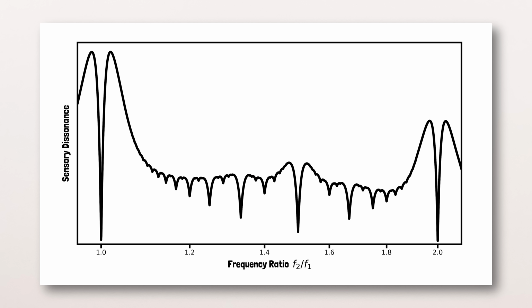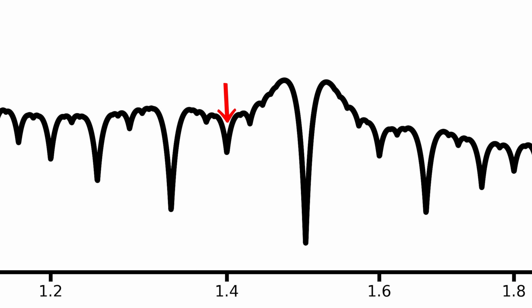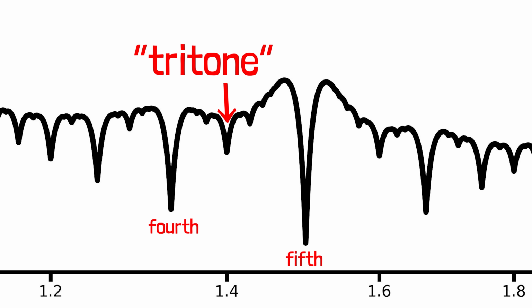One interesting feature of the dissonance graphs for strings or pipes is that they include an in-tune valley bottom for a note between the intervals of a fourth and fifth, which is called the tritone and considered the most dissonant interval in Western music. But according to the dissonance graph, it shouldn't be any more dissonant than a minor sixth. There's more to harmony than the dissonance graph.